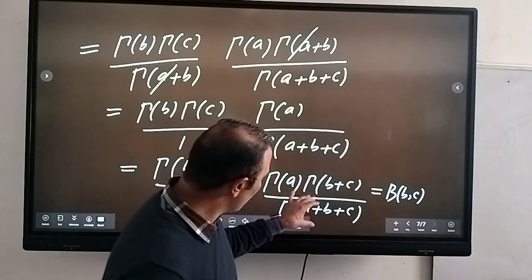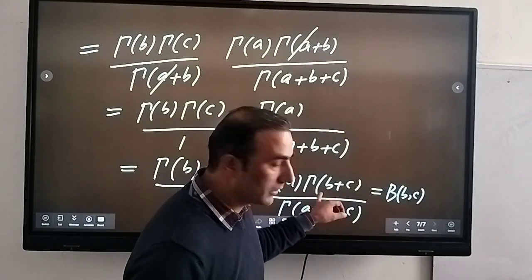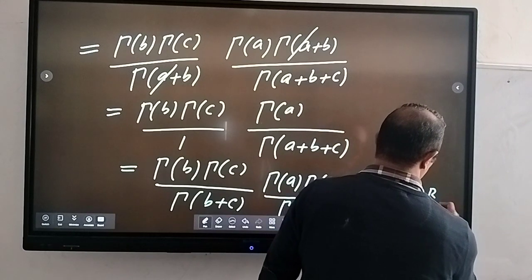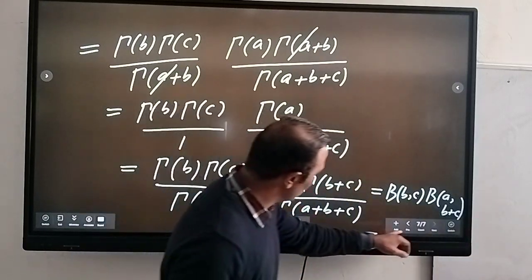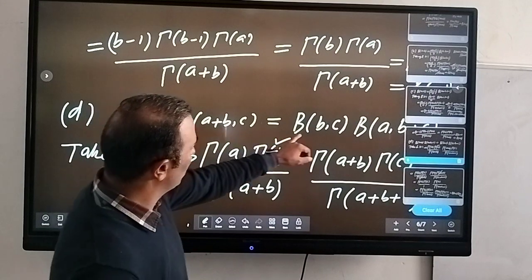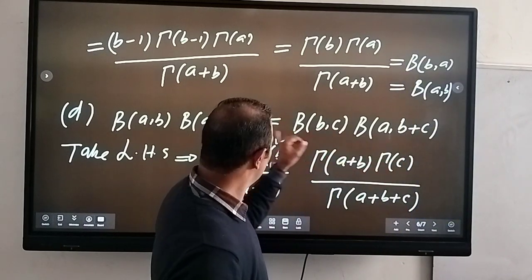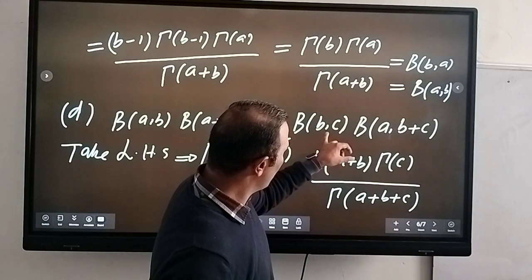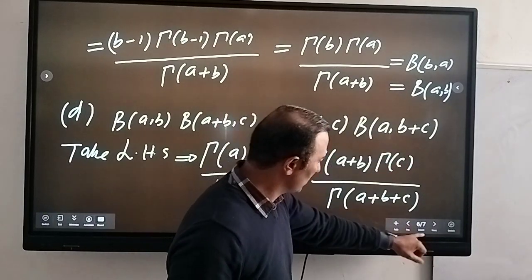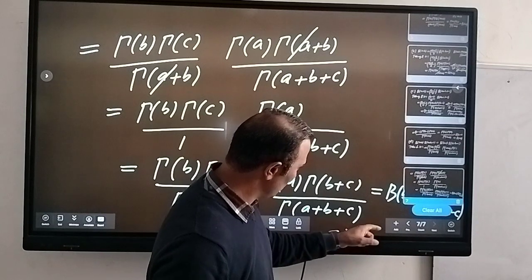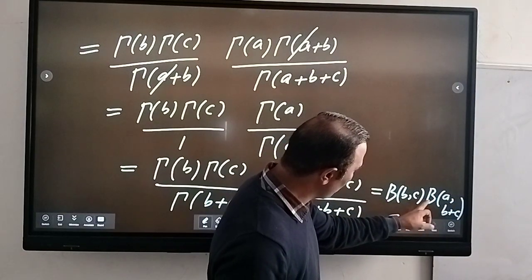So this is the first term, and the second term is gamma A gamma B plus C over gamma A plus B plus C. So it will be B of A comma B plus C. This will be equal to B of A comma B. So this was what we needed to prove: beta of B comma C times beta of A comma B plus C. So let us check, we are getting the same thing.